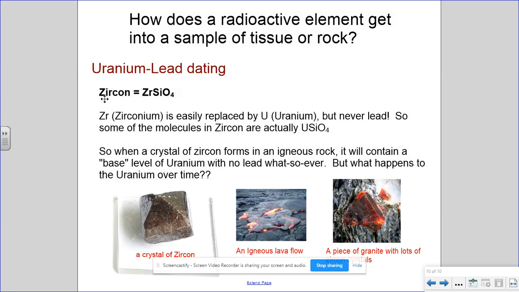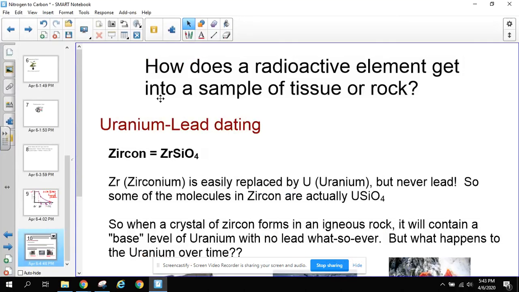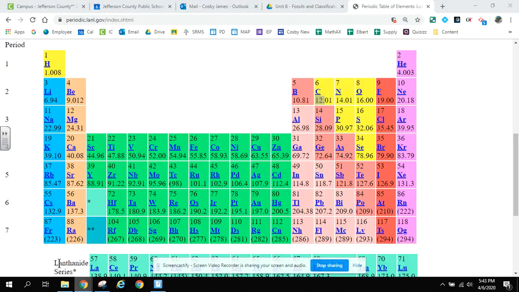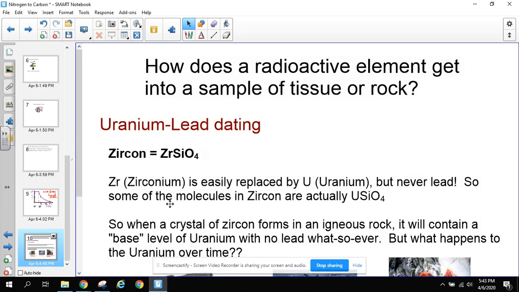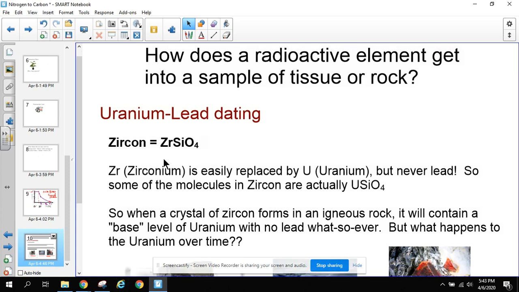Most commonly, we look at zircons. Zircons are a crystal that forms in many igneous rocks. See at ZR, it's one of the elements on your periodic table. I don't even know where it is on here. Oh, right there, ZR, number 40. That's zirconium. Zirconium is the element, sorry, in zircons.